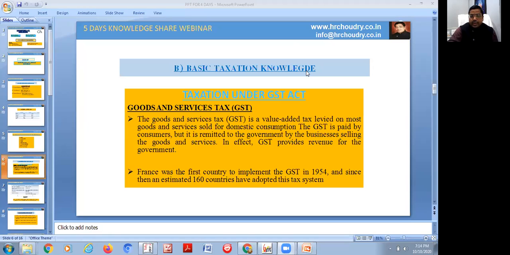GST is a value added tax levied on most goods and services sold for domestic consumption. GST is borne by consumers, but it is remitted to the government by the business selling the goods and services. The end user bears the GST, but it is collected by the seller of the goods and services. This is GST.